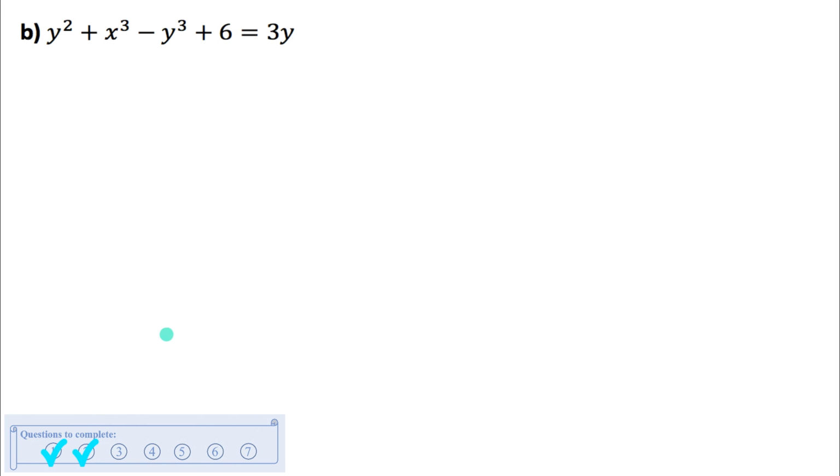Let's try another example. Once again, y is not isolated. So I'm going to have to use implicit differentiation to differentiate this with respect to x. I'm going to differentiate each of the terms separately.